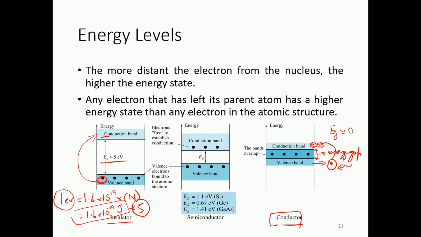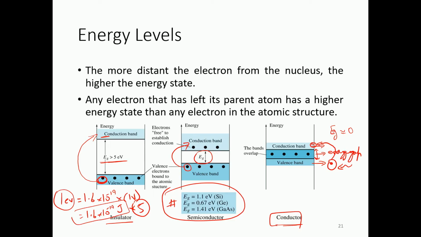In a semiconductor, you can see that the energy gap Eg is small compared to the insulator. So the valence electron, if it is given a small amount of energy, can easily jump to the conduction band, and here we can see the amount of energy needed for all the elements.